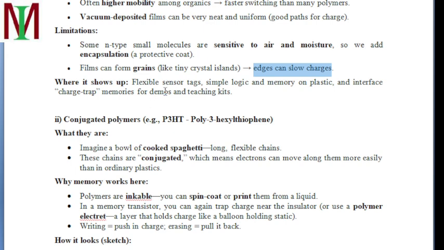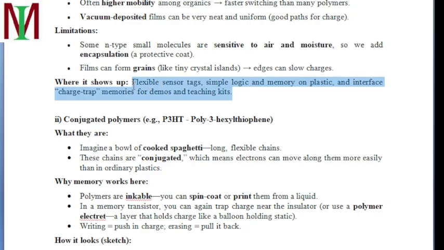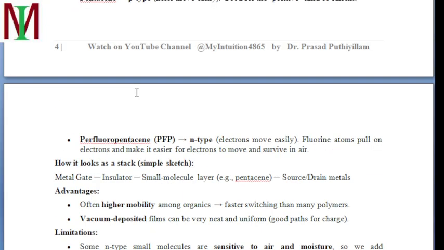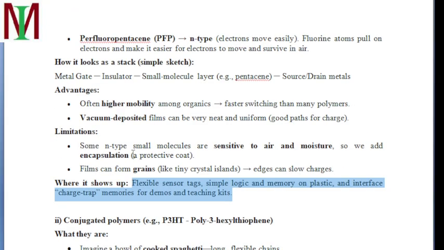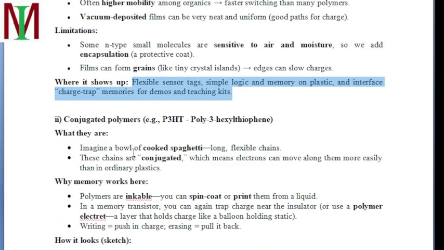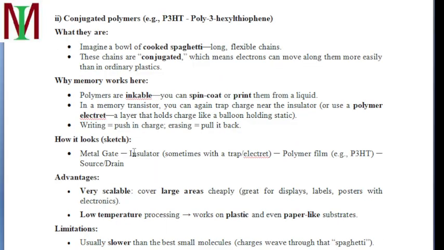Now, where it shows: flexible sensor tags, simple logic and memory on plastic, interface charge trap memories for demos and teaching kits. There we can use these molecules, pentacene and perfluoropentacene, as an organic semiconductor material. Now, the second one, that is conjugated polymers.